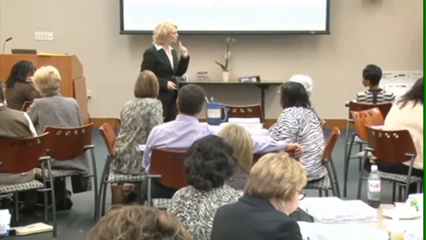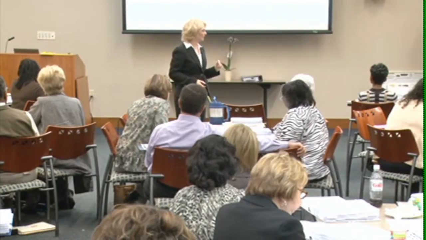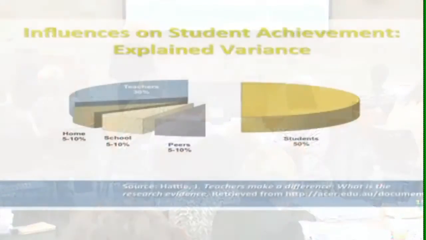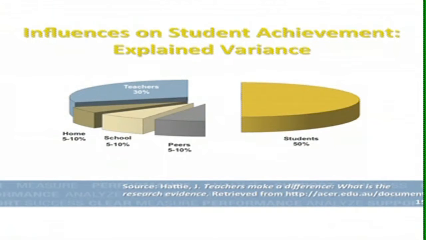But peers do make a difference, okay? We also have the school explaining the variance in student achievement, which is interesting. A lot of times we think that the school explains a greater piece of the pie. Am I right? You hear, why do people move into different districts? It's because of the school. Why do they buy a house in different areas? Because of the school. All right?